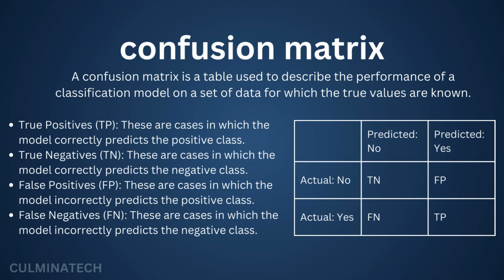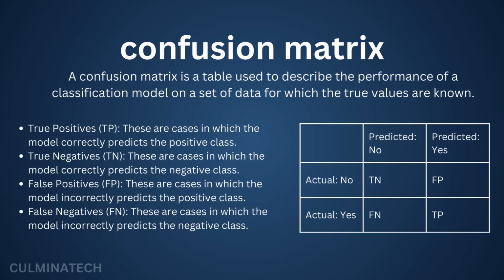Then we have false negatives. These are cases in which the model incorrectly predicts the negative class. This type of error is known as a type 2 error. For example, if the model fails to detect a disease in a patient who actually has the disease, these are false negatives. It says they don't have the disease, and you checked, and that person actually has the disease. So you said something was in the negative class, but it is false. That's the confusion matrix.